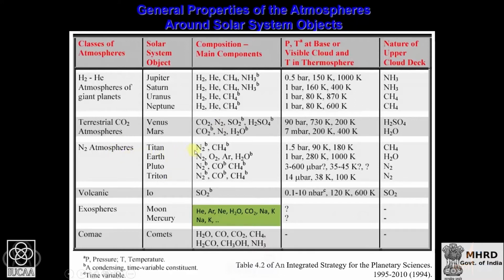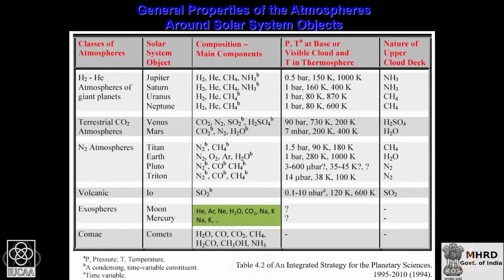Titan is actually a satellite of Saturn, which is the second largest satellite in the solar system, and it has an atmosphere dominated by nitrogen similar to that of Earth, Pluto and Triton. And Triton is a satellite of Neptune, which is the largest satellite of Neptune. So, one can see that Earth, Pluto and the two satellites are dominated by nitrogen, and it is quite intriguing that these N2 dominated atmospheres of the satellites are around planets with atmospheres dominated by hydrogen and helium.